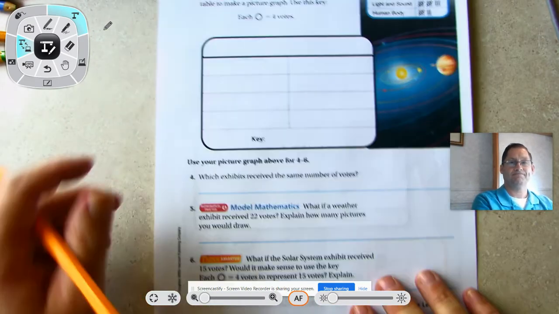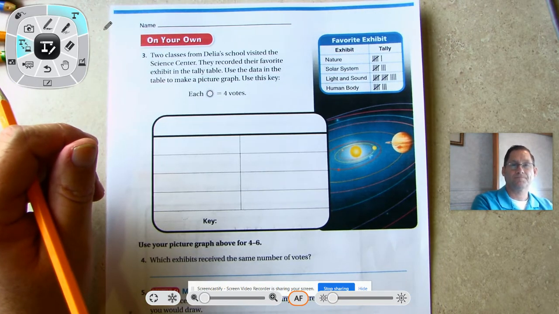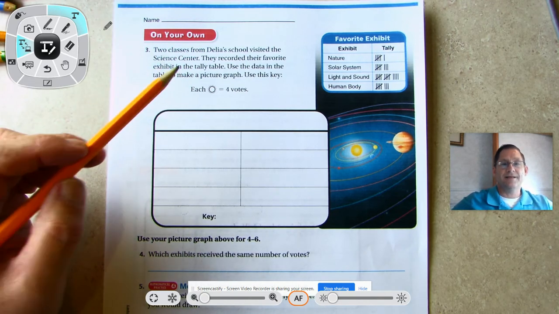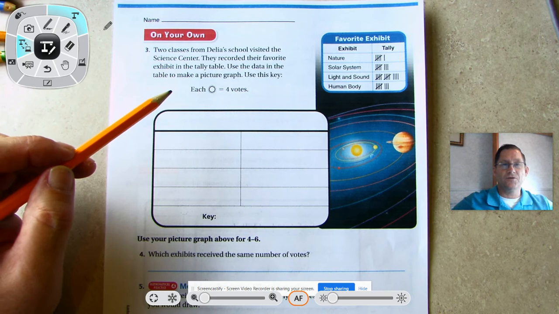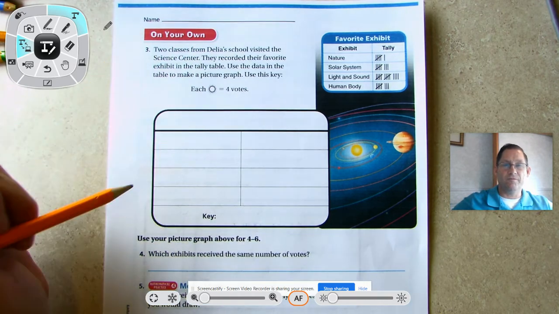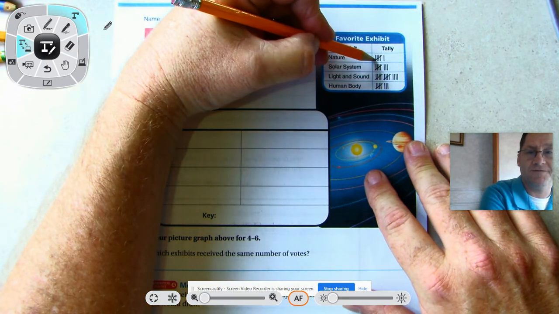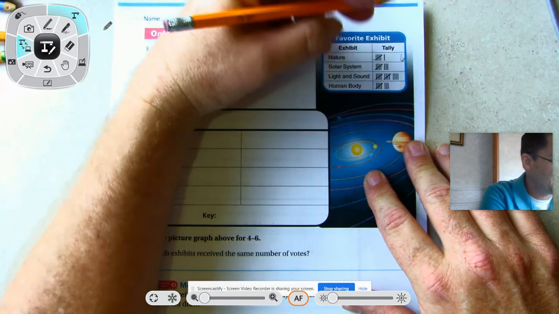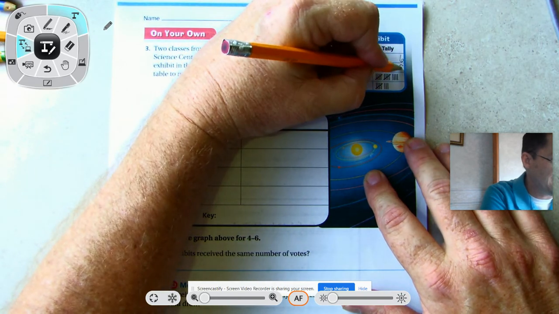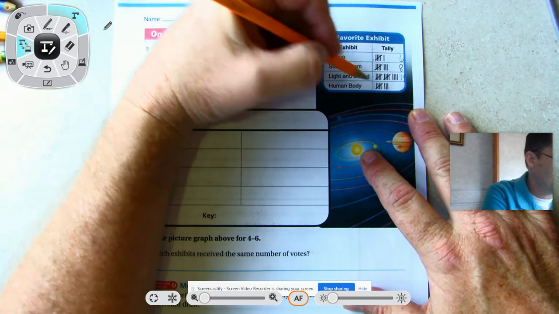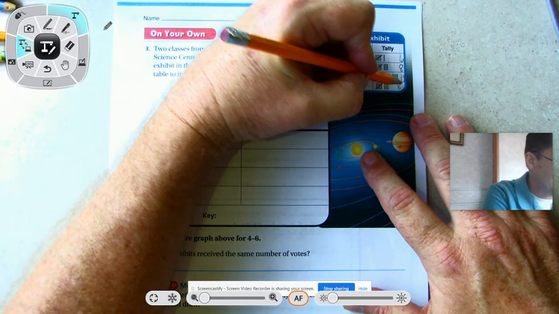All right, 73. Two classes from Delia School visited the Science Center. They record their favorite exhibit in the tally table, use the data in the table to make a picture graph, and use this key. Each sun equals 4 votes. So, nature, remember we have a group of 5 plus 1, 6. Solar system, a group of 5 plus 3 more is 8. Light and sound, 5, 10, and a group of 4 is 14. And 5 and 3, 8.